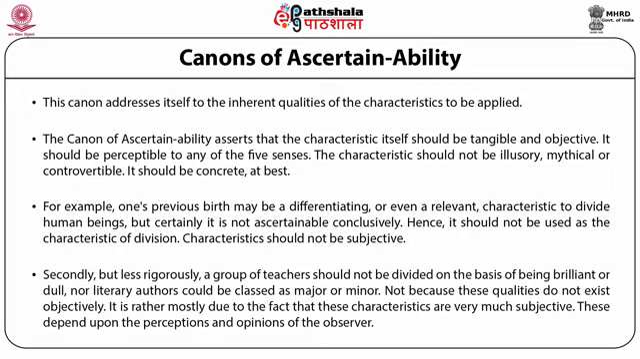Secondly, but less rigorously, a group of teachers should not be divided on the basis of being brilliant or dull, nor literary authors be classed as major or minor. Not because these qualities do not exist objectively, they do. It is rather mostly due to the fact that these characteristics are very much subjective. These depend upon the perception and opinions of the observer. Whether a person is good, brilliant, or dull depends upon the viewer. It is subjective. It cannot be universal. Hence, such characteristics should be avoided.